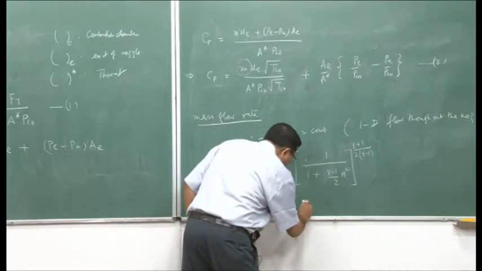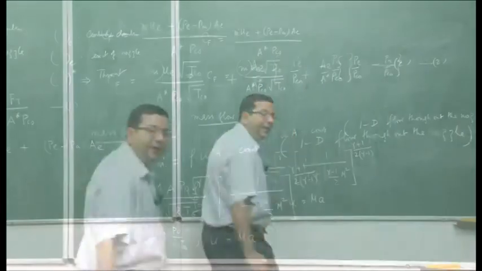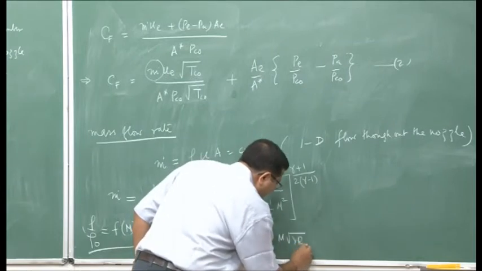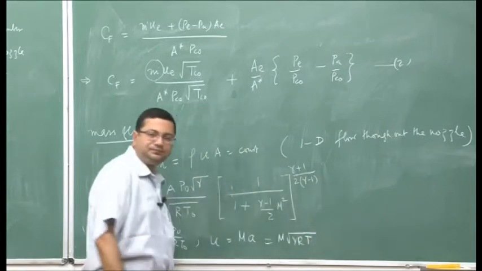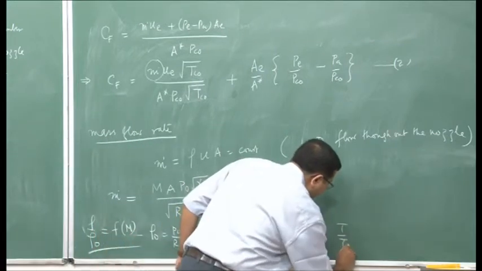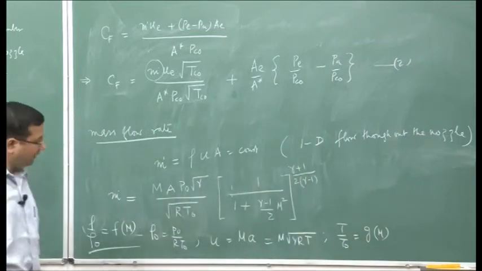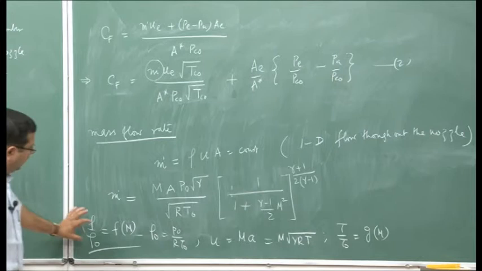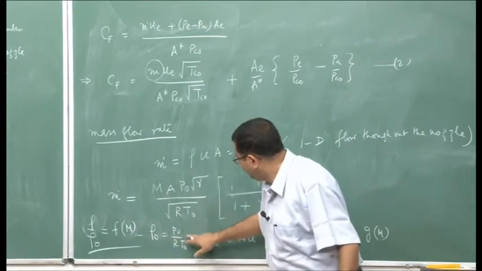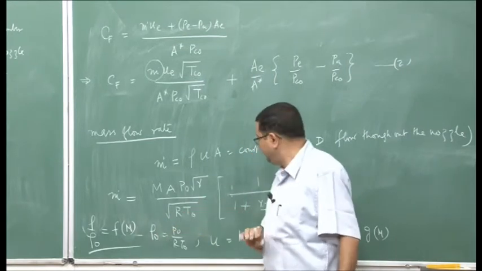Similarly, the velocity can be written as M times a, and this is equal to M times the square root of gamma R T, and the temperature T by T naught is a function of Mach number. So, here the density we can replace by rho naught by R T naught times a function of Mach number coming from isentropic relationships.